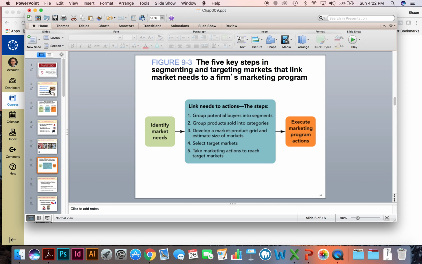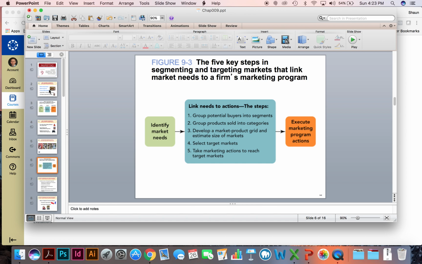So there's 5 key steps in segmenting and targeting markets that link market needs to a firm's marketing program. And this is exactly what I'm looking for from your paper. I want you to go through these steps. I want you to group potential buyers into different segments. For example, if you're planning a business strategy for a small coffee shop near campus, I want you to differentiate your customers and put them into smaller segments, such as college students, maybe professors like myself, perhaps other employees of the college, and then perhaps just normal passersby, but we would react differently to advertising.